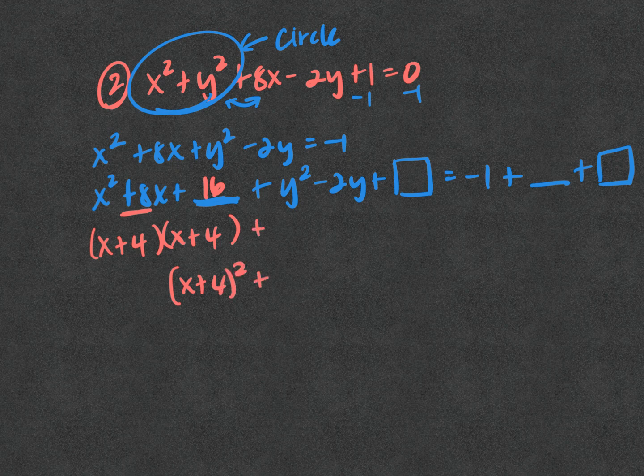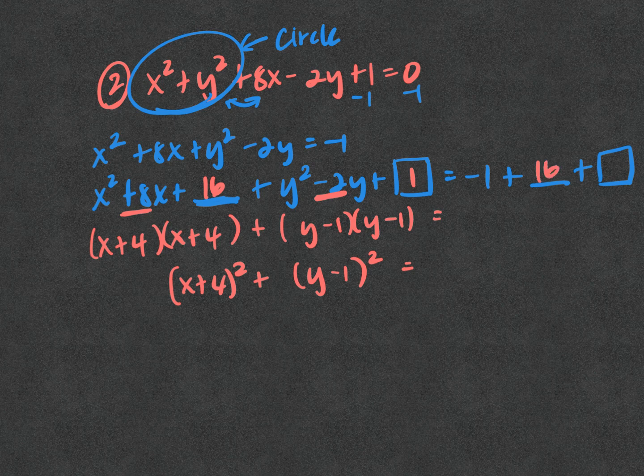We're going to bring down the plus. Now we're going to take half of negative 2. Half of negative 2 is negative 1. Squared is 1. So this factors into y minus 1 times y minus 1, which is y minus 1 quantity squared.